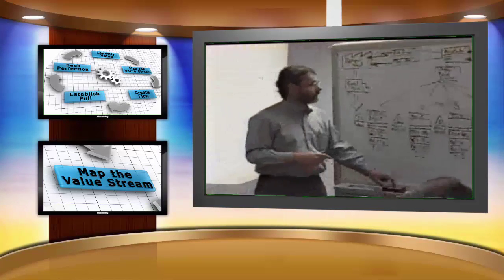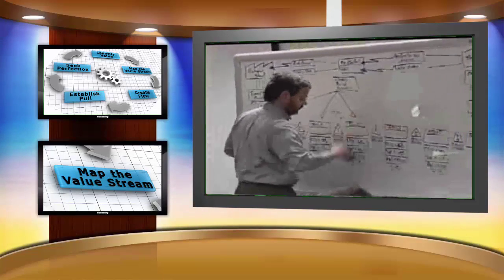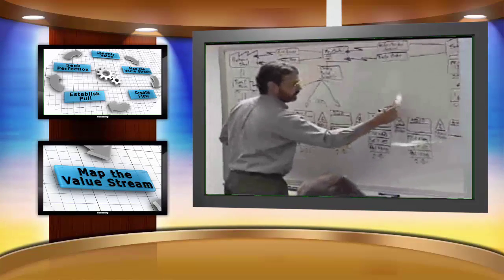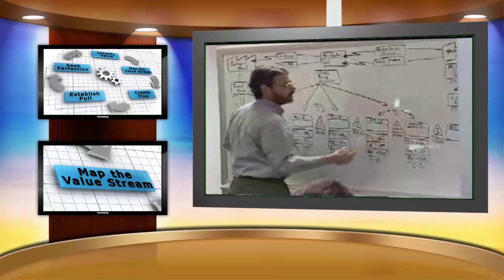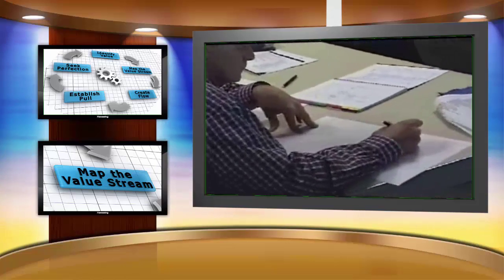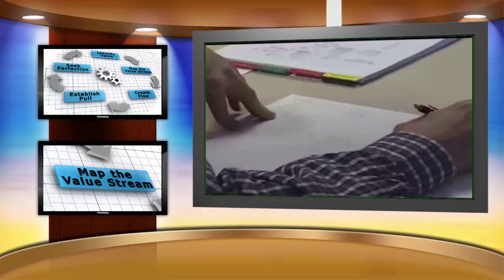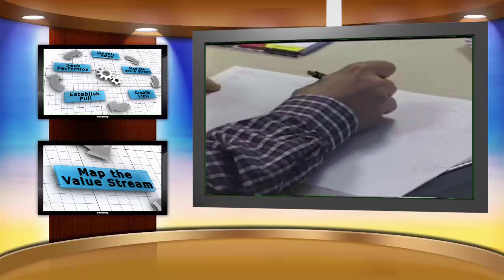In the case of Acme Stamping, like many companies, individual operations are scheduled by production control based on a weekly build schedule. Individual operations build to the schedule regardless of if the next operation really needs it. Drawing the current state map gives you a high-level view of the waste in your system.